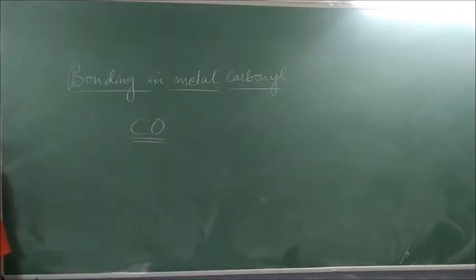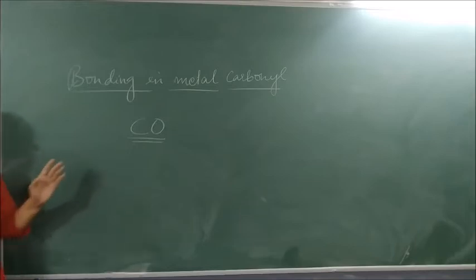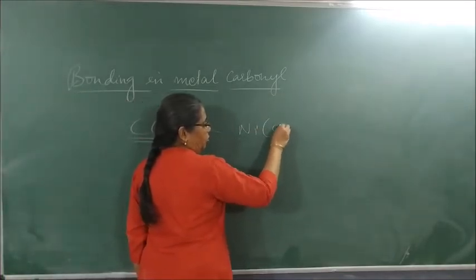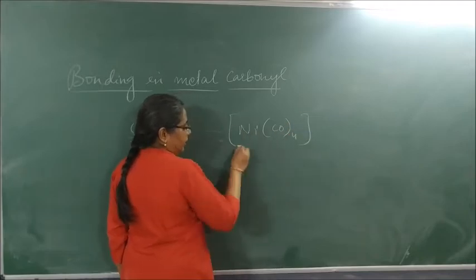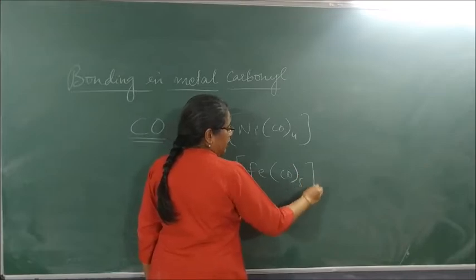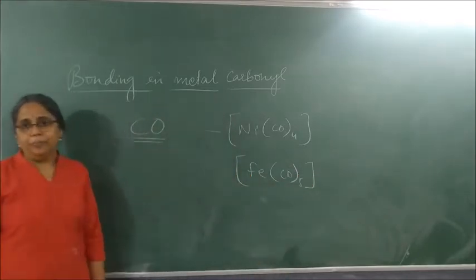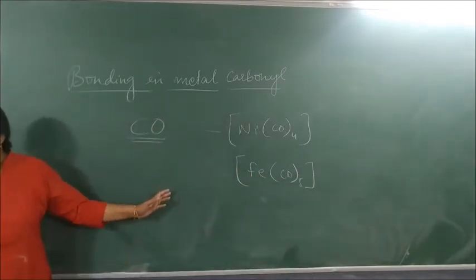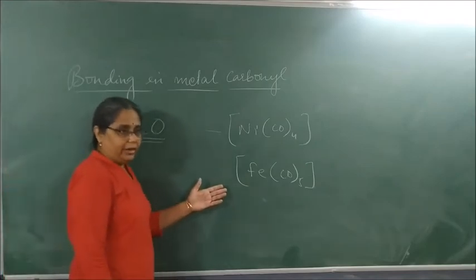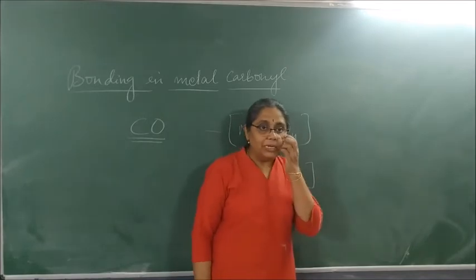We know that whenever carbon monoxide forms complex compounds with a metal, the oxidation state of the metal becomes 0. The first common example we study is Ni(CO)4. Then we study Fe(CO)5. These are all homoleptic complexes. What do you mean by homoleptic complexes? Where the ligand is only one, but it is repeated multiple times.